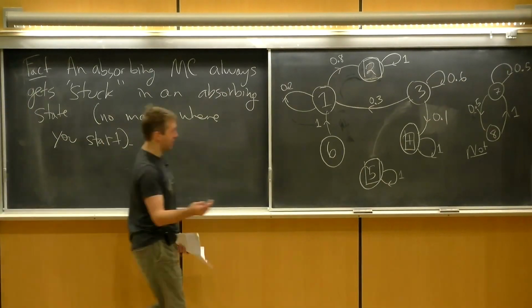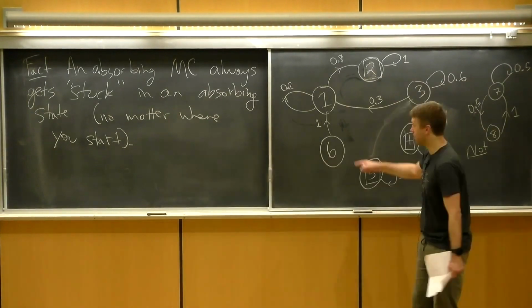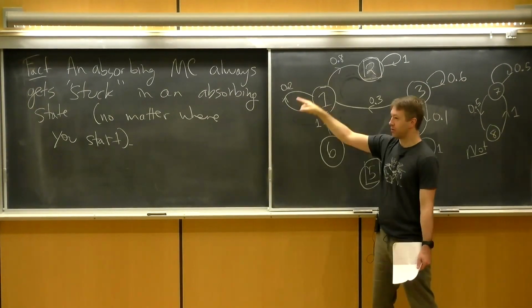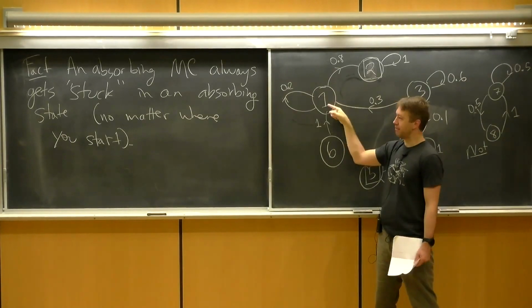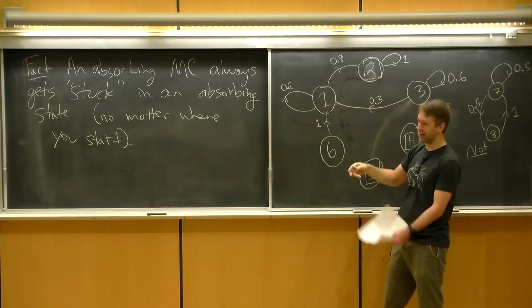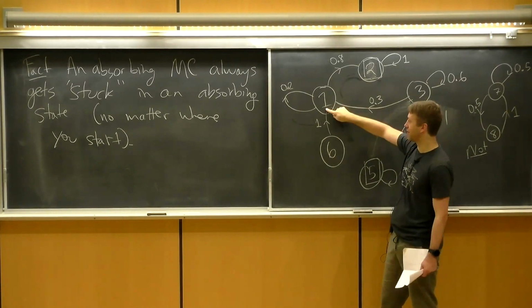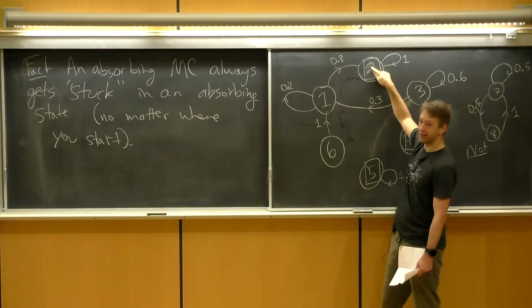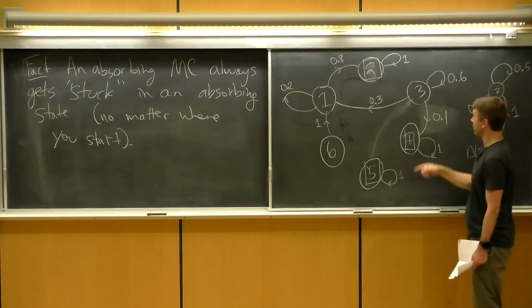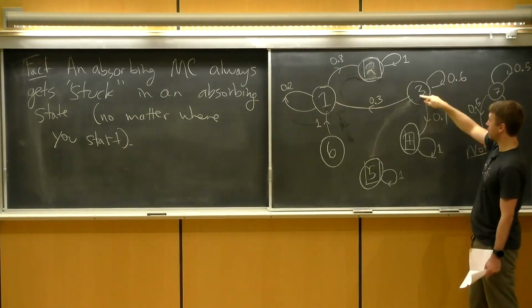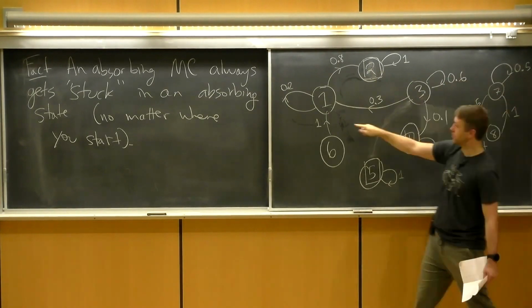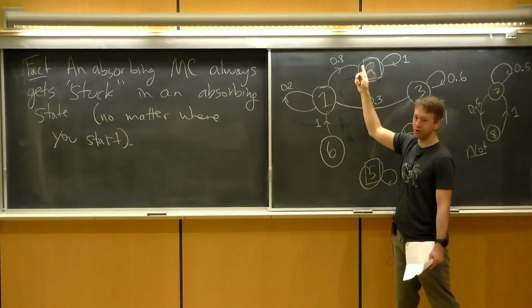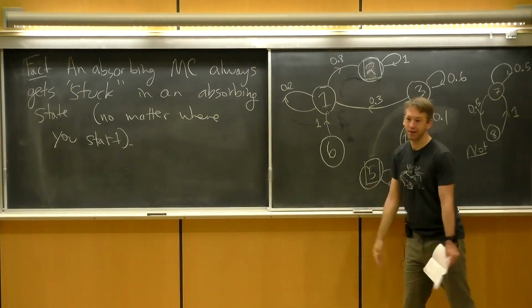So for example, here, if we started in state 1, maybe it'll go back to state 1 and back to state 1 for a while, but eventually, you're going to get unlucky or lucky, however you think about it, and it's going to go to state 2, and then it's going to get stuck, right? From 3, it could just jump back to 3 for a while. It could jump to 1. It could maybe stay there for a while, but then it's eventually going to go to 2, and then it's going to be stuck, right?